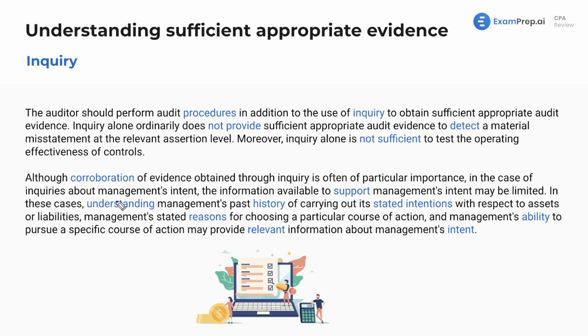In the case of inquiries about management's intent, the information available to support management's intent may be limited. In these cases, understanding management's past history of carrying out its stated intentions with respect to assets or liabilities, management's stated reasons for choosing a particular course of action, and management's ability to pursue a specific course of action may provide relevant information about management's intent.